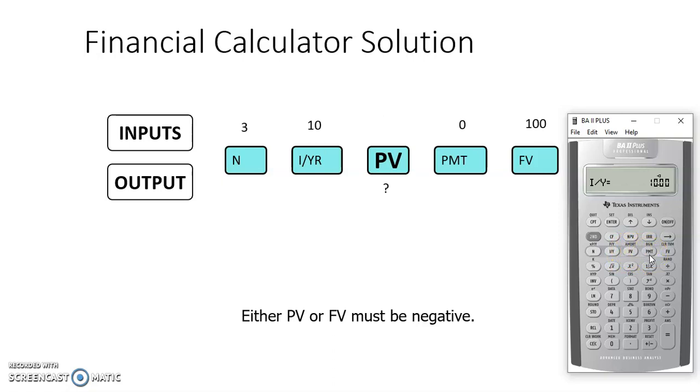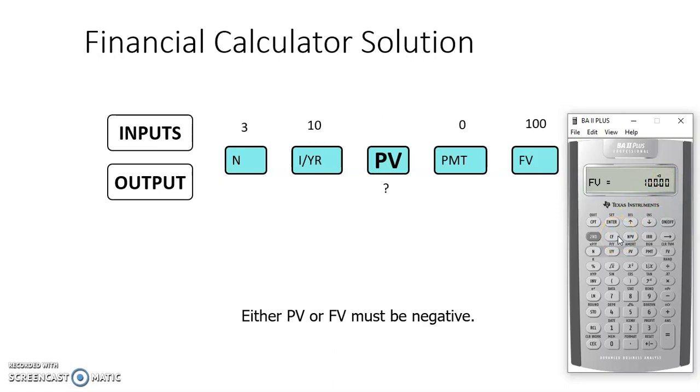Next we have the PMT, or any annuity payment details. Since we don't have any regular payments or annuity, we set it to be 0. So 0 PMT, setting PMT equal to 0. We have a future value of $100. So I put in my $100 and I hit FV, setting the future value to be $100.